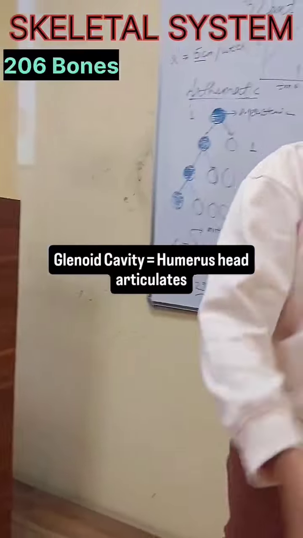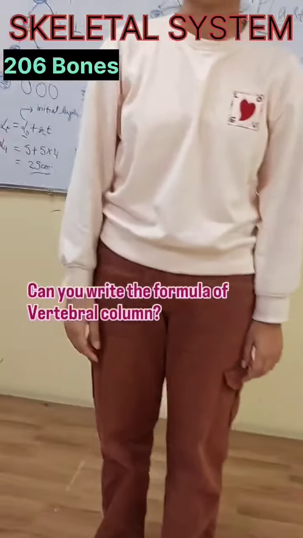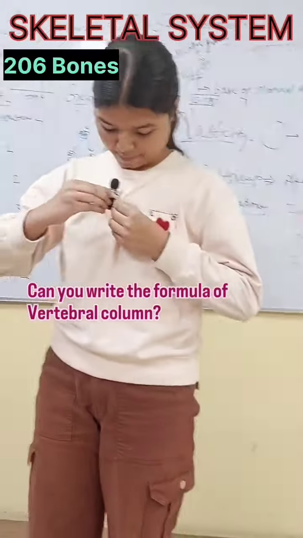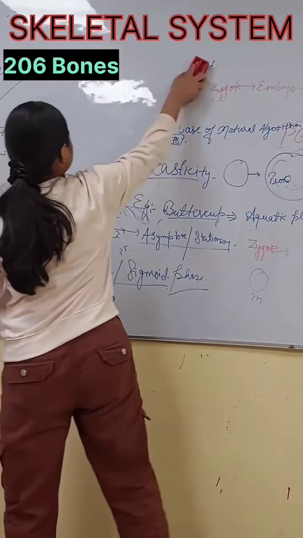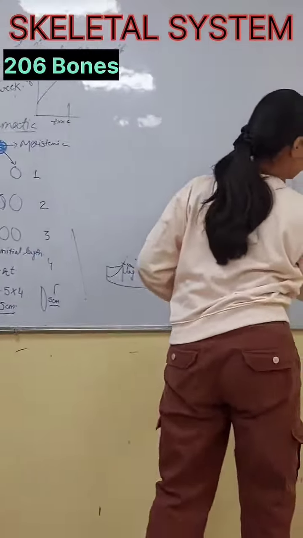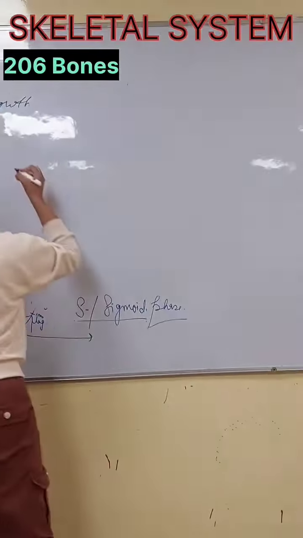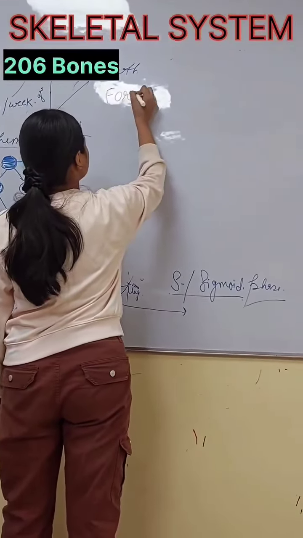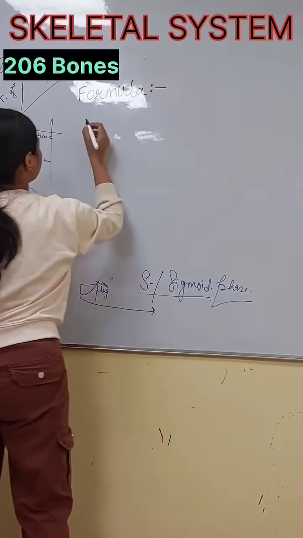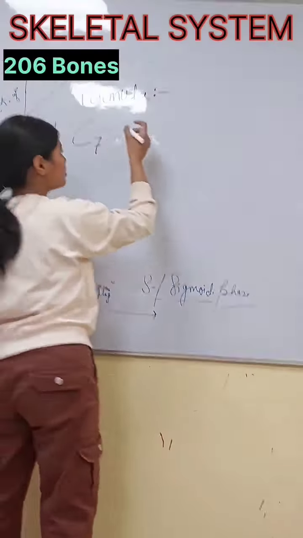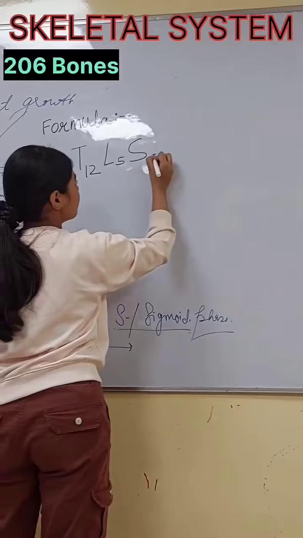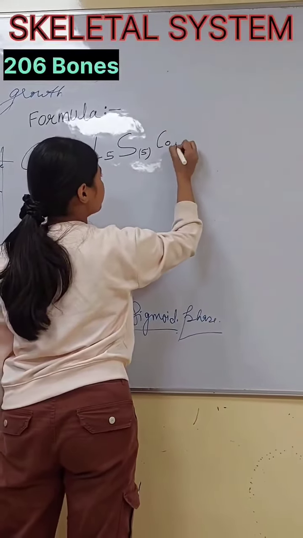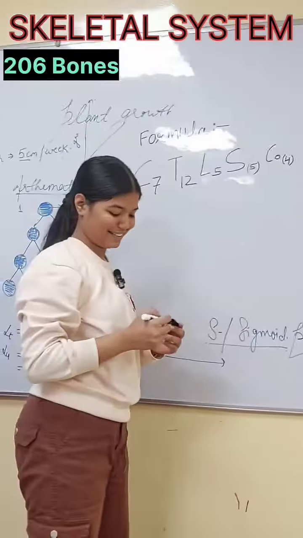Total 206 bones. I have one question. Can you write the formula of the vertebral column? Yes, ma'am. C7 cervical vertebrae, thoracic vertebrae 12, lumbar vertebrae 5, sacrum 5 but fused, coccyx 4 bones but fused. See the formula. Good. Thank you, ma'am.